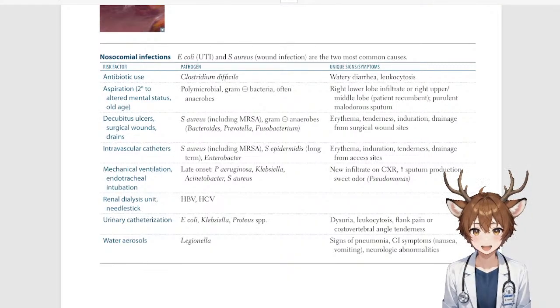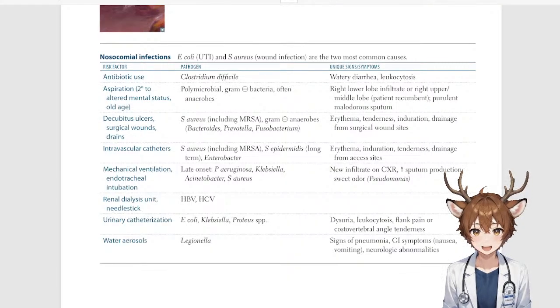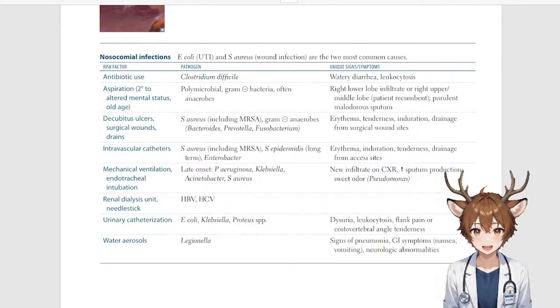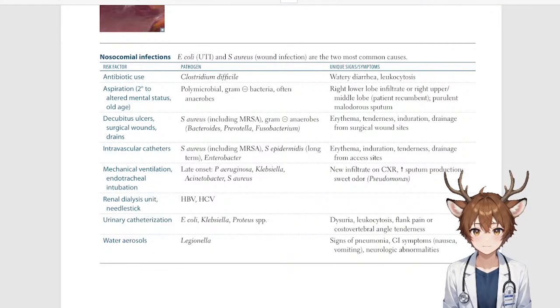And that can be an issue potentially for somebody who has a UTI from urinary catheterization from Proteus or E. coli or Klebsiella. What about water aerosols? Legionella. Signs of pneumonia, GI symptoms like diarrhea, nausea, vomiting, neurologic abnormalities.